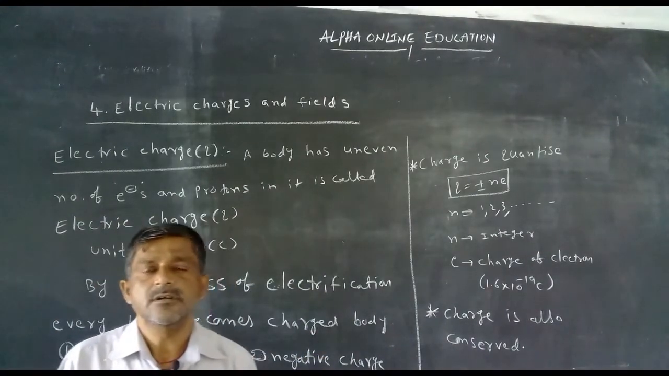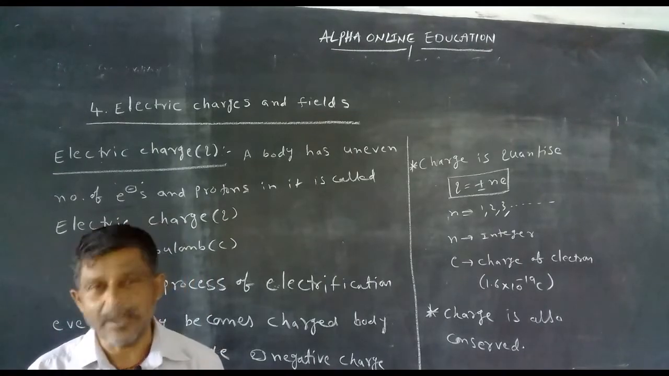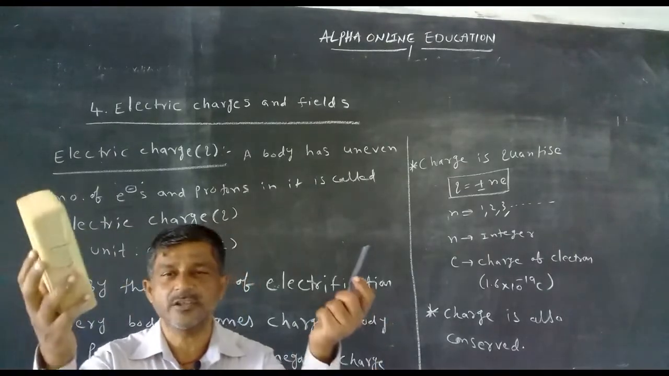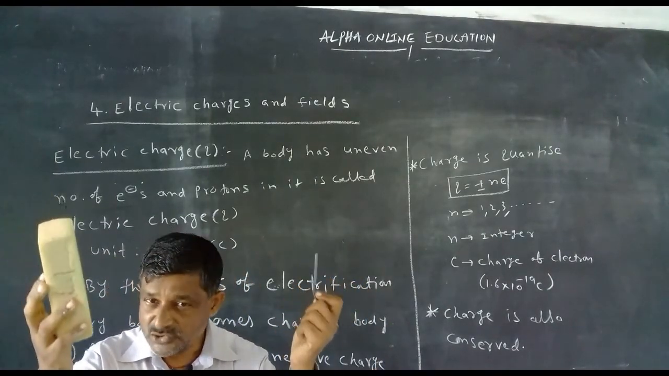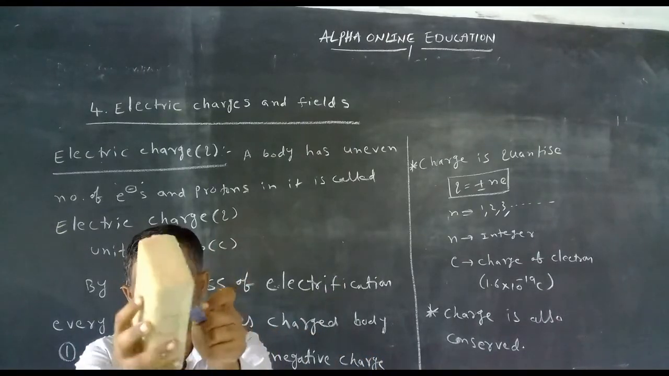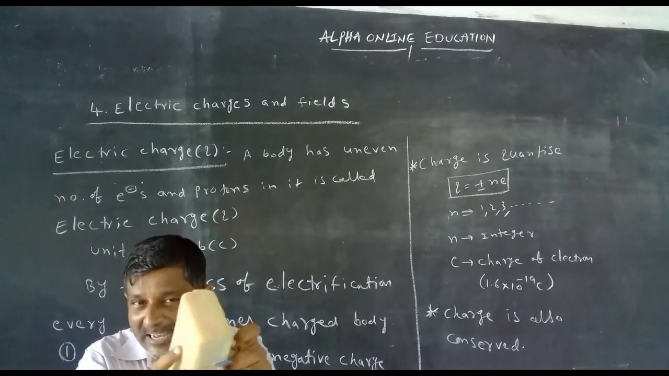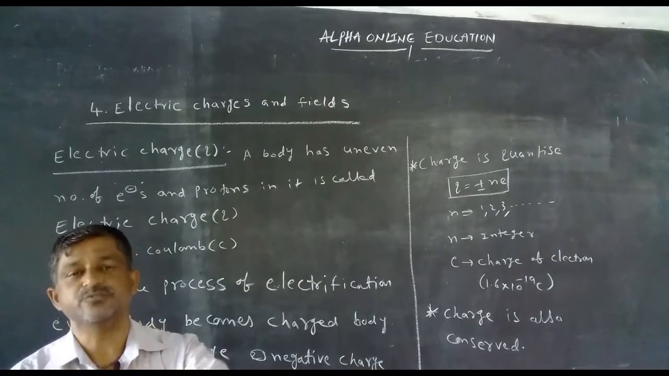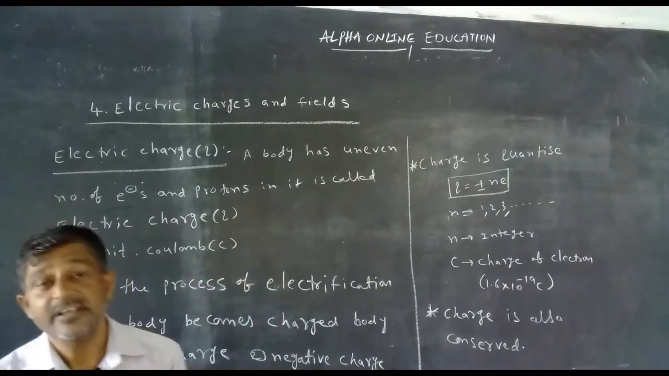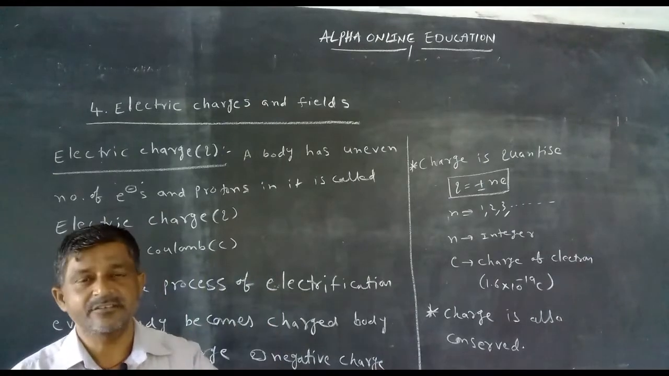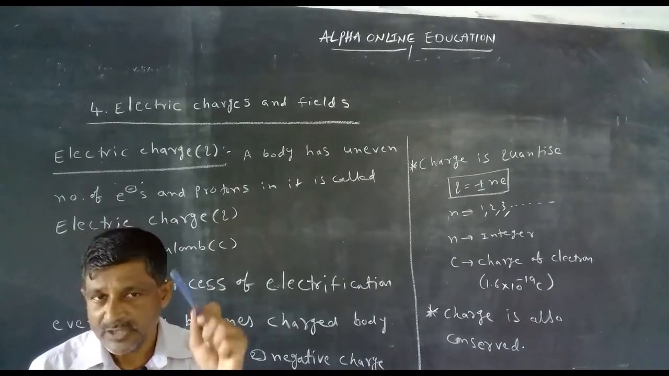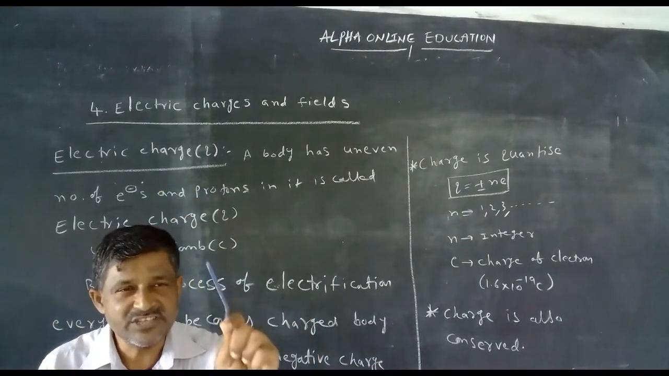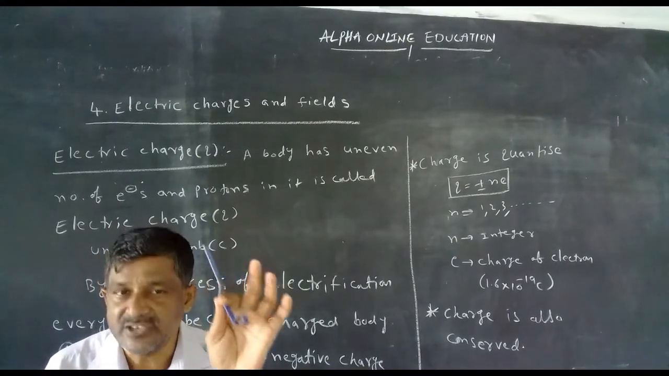By the process of electrification, what happened? The uncharged object becomes a charged object. It means, let us take these two bodies. Both are uncharged. Now I am doing electrification. Due to this electrification, electrons are exchanged or transmitted from one body to another body. If this body transmitted the electrons to this one, this body becomes positively charged.